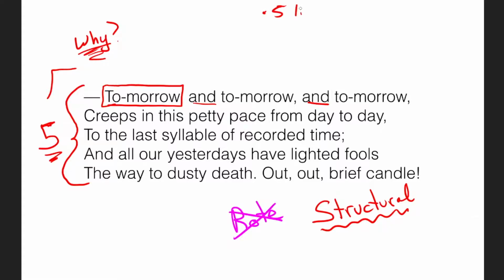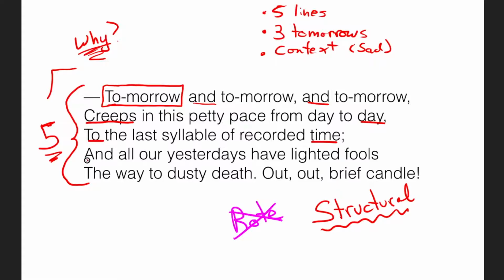So 3 chunks so far. We have that there are 5 lines. We have the first easy line, that there are 3 tomorrows. And we have the context of the whole thing. I'll just write sad to help us remember that chunk. Now let's start breaking down the rest of the lines. This next one starts with creeps and ends with day. Then we have to and time, and fools, and the, and candle.